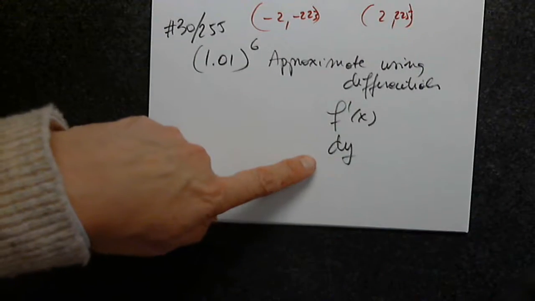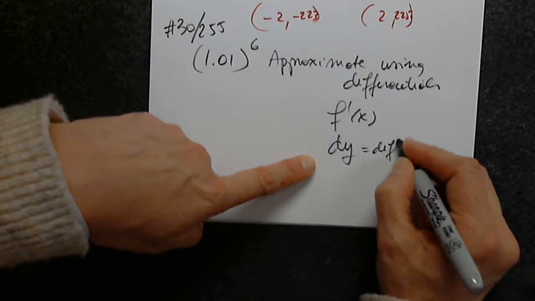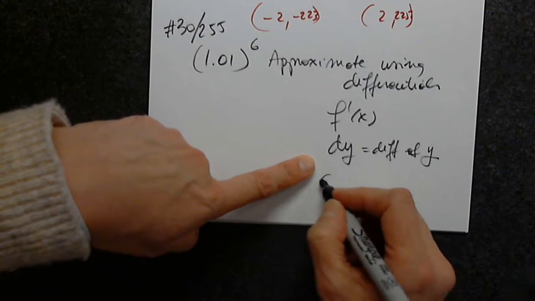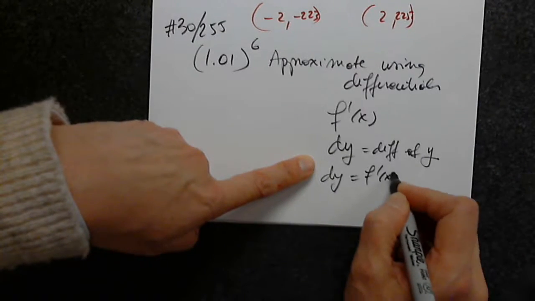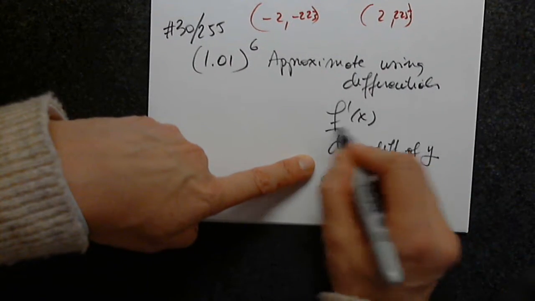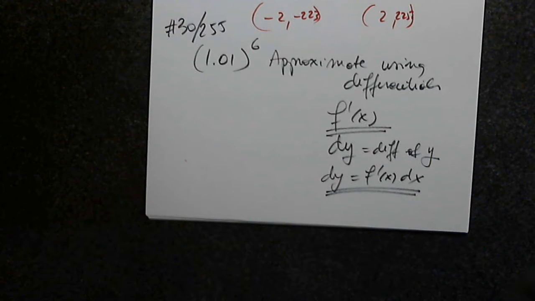Function, which is this, and dy, which is the differential of y, and dy is f prime of x dx. So these are two different things. When we're asked to find the derivative, we find f prime. When we're asked to find the differential of the function, then we have to find f prime of x dx. And that's because f prime of x equals dy over dx. Exactly.